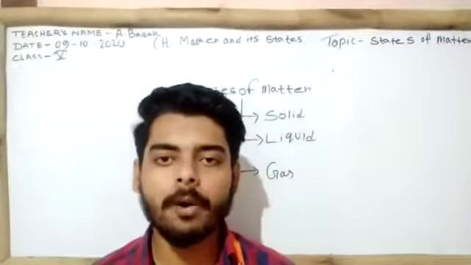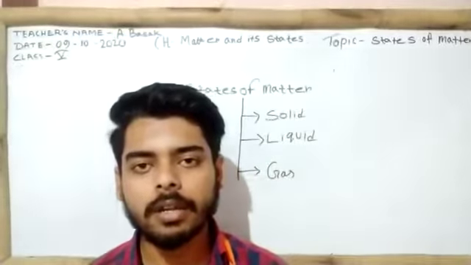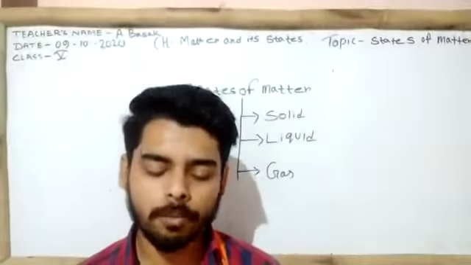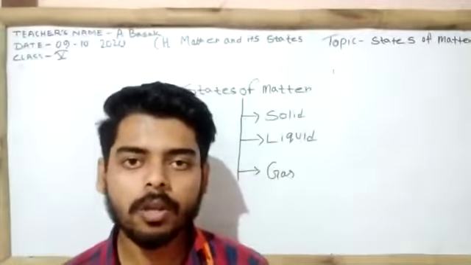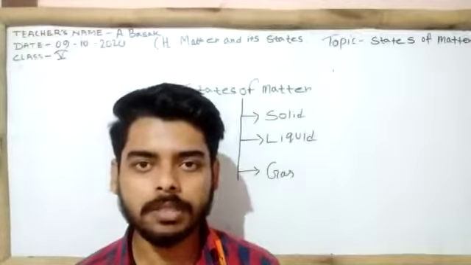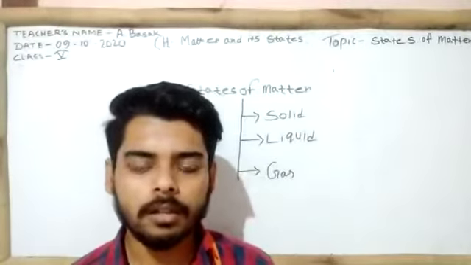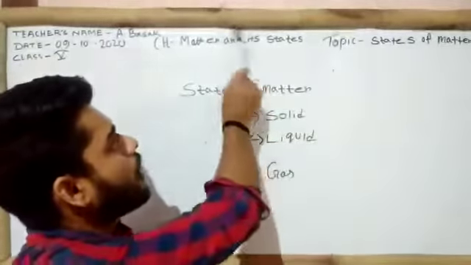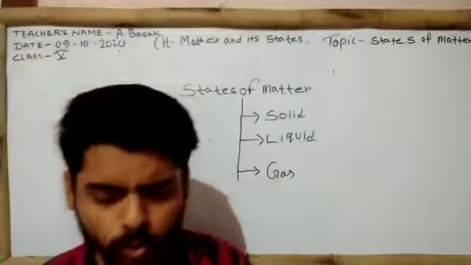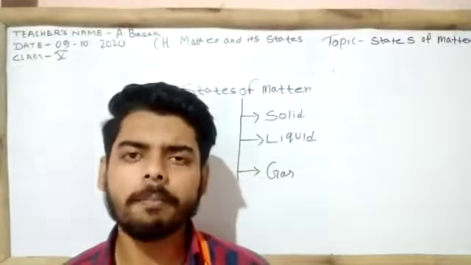The first one is Our Houses, which we finished last month, and the new chapter that you have is Matter and Its State. So you have two chapters for your next month's exam, and today we are going to start the second chapter, that is Matter and Its State. So the first thing is, what is matter?